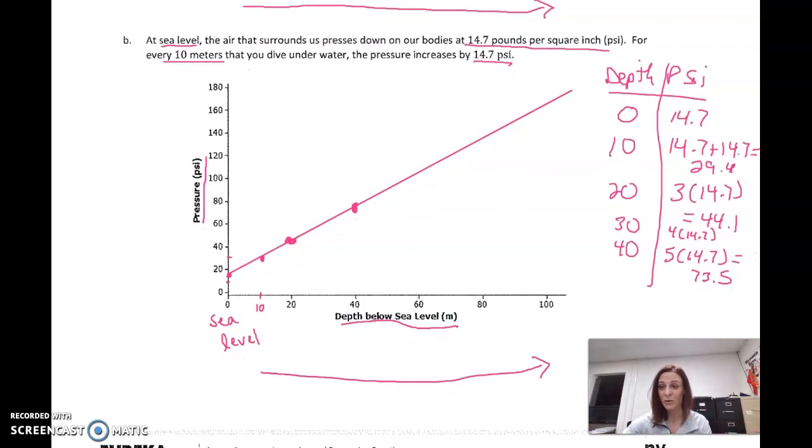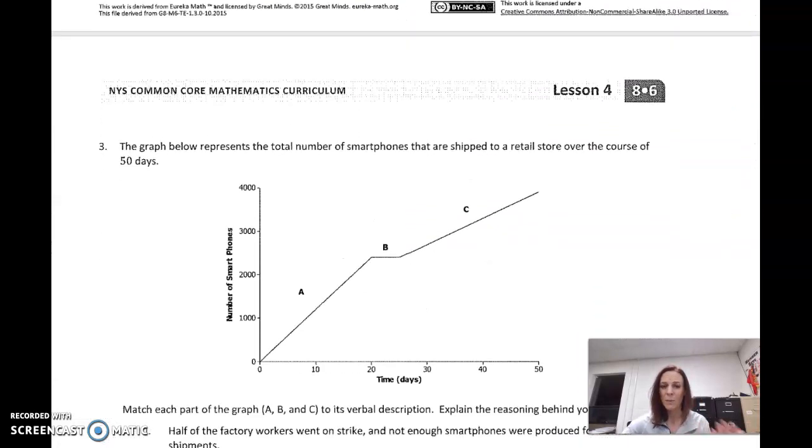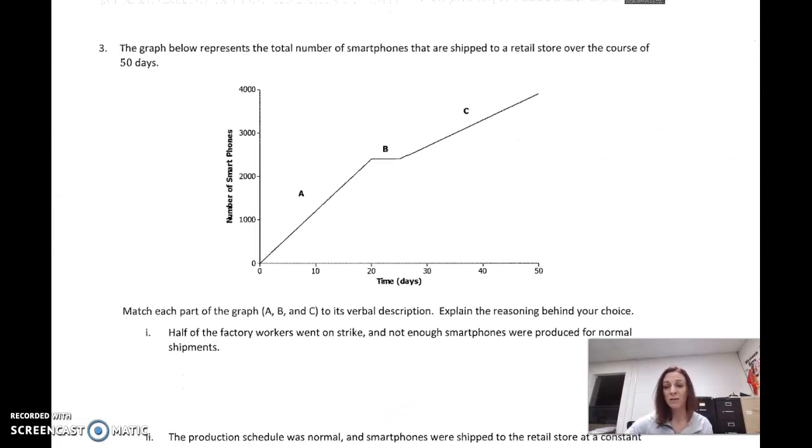Let's switch gears a little bit. So we've been writing our visual story right here, okay? But what if we're given our visual story, our graph, and it looks like this? This is something different. It says the graph below represents the total number of smartphones that are shipped to a retail store over the course of 50 days.